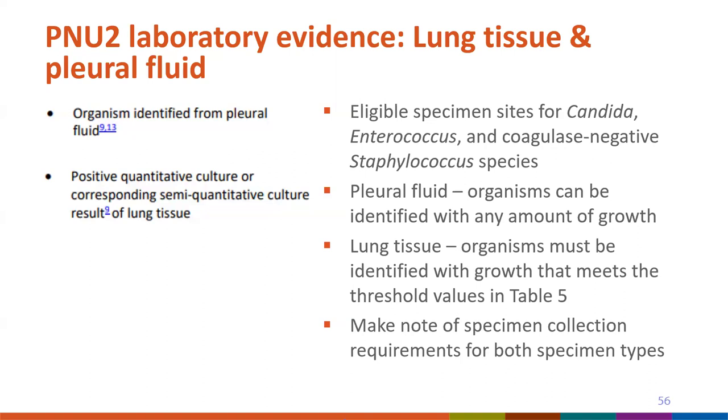And lung tissue refers you to footnote number 9 and table 5 for the quantitative and semi-quantitative threshold value requirements for organism growth on culture. Additionally, both of these specimens have collection requirements that must be met for the specimen to be eligible for use. And these are specified in footnote number 9 for pleural fluid and in table 5 for lung tissue.